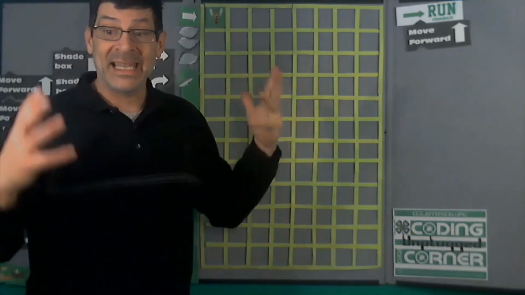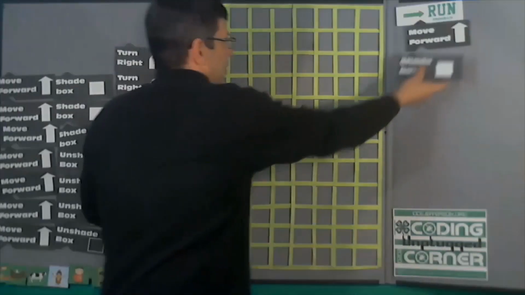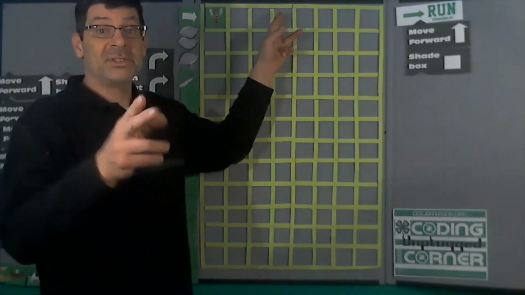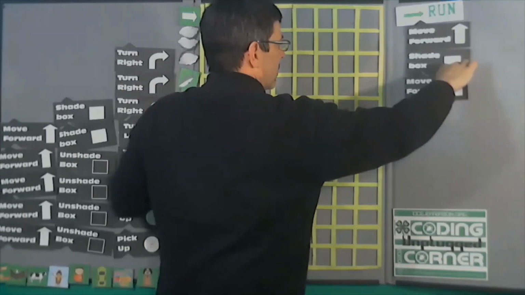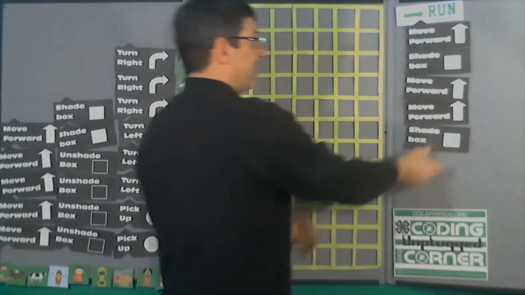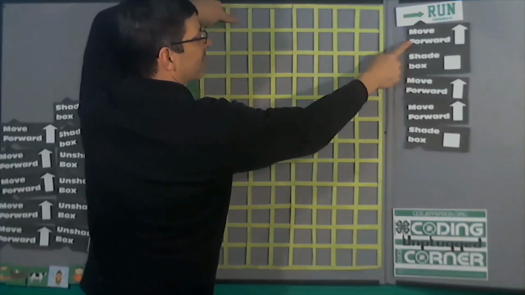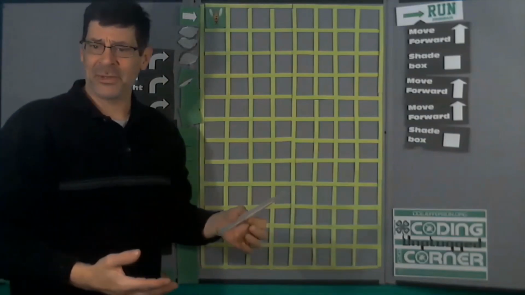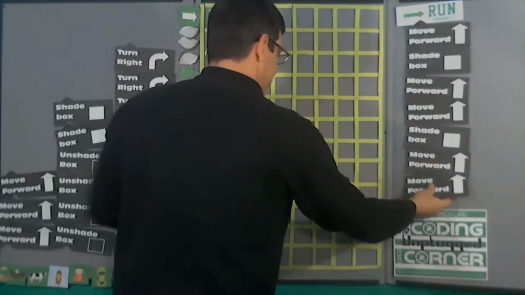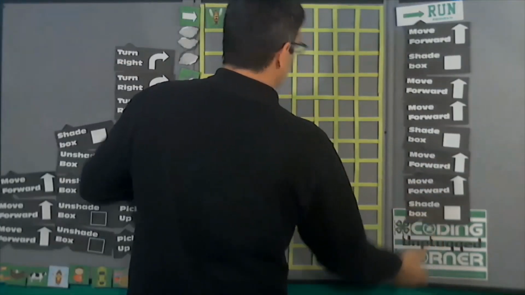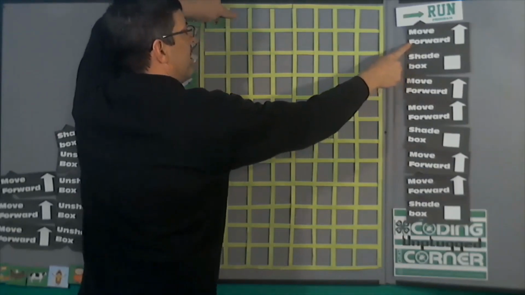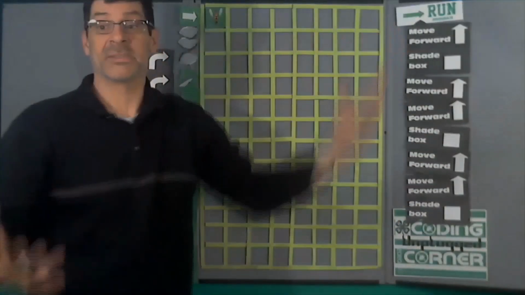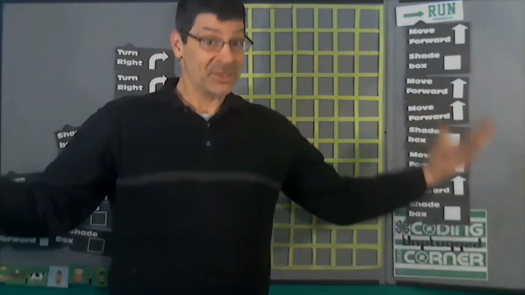The next thing he has to do is shade that block, doesn't he? So he moved forward, he shaded that block. Now every other one needs to be shaded. So we move forward, shade the block. Move forward, shade the block. Okay, so we have move forward, shade the block, move forward, shade the block. Then we have to do the same thing, don't we? You see a pattern showing up there at all? So what we have now is move forward, shade the box, repeated. What do you suppose the next thing we're going to do is? Move forward, shade the box.